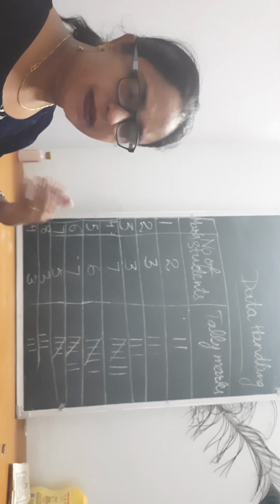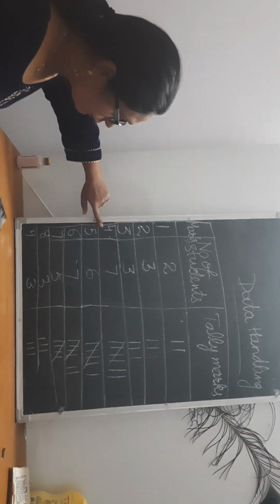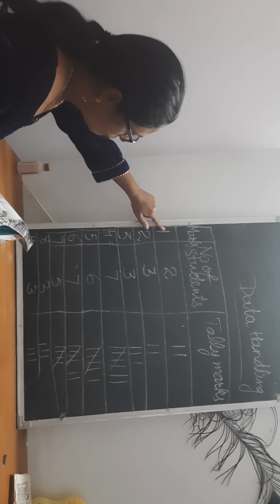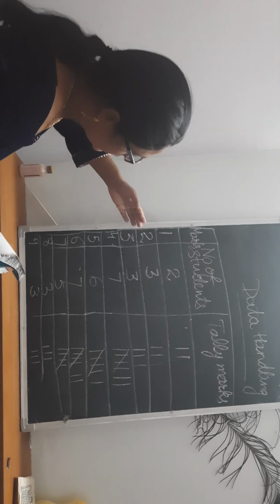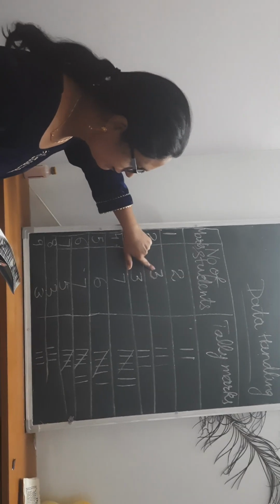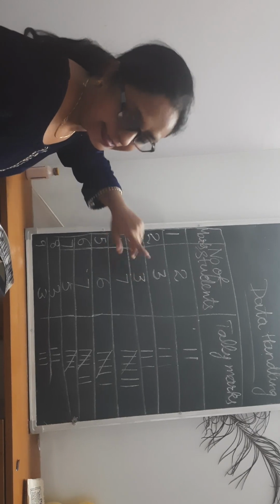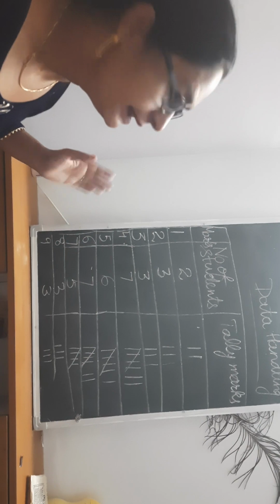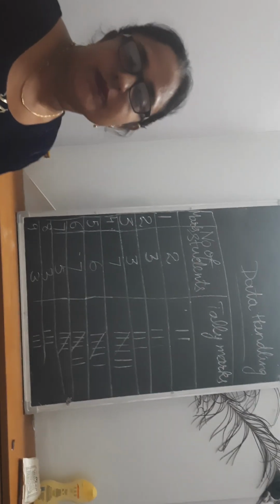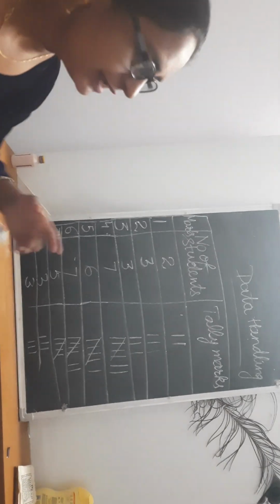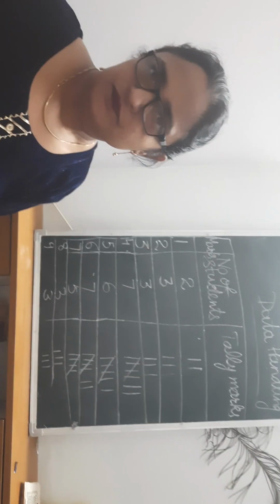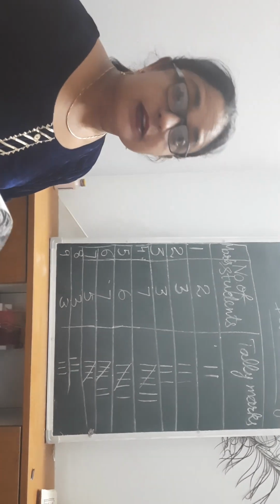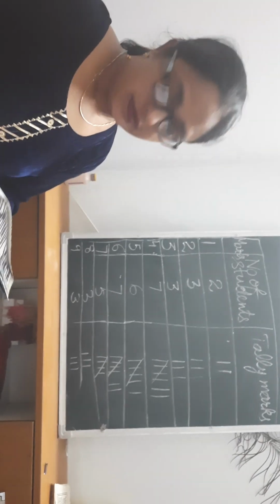Second part is how many students obtained marks below 4? So below 4 means these upper marks, 1, 2, 3. So they are 2, 2 plus 3, 5, 5 plus 3, 8. So 8 students obtained marks below 4. Okay. Now in the same way, we will do the next sum. I hope you understood this.